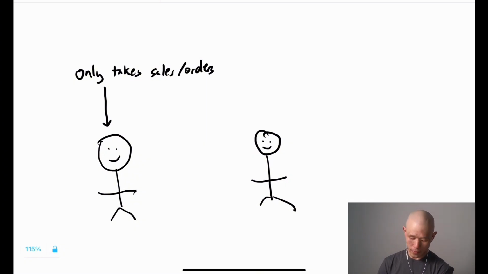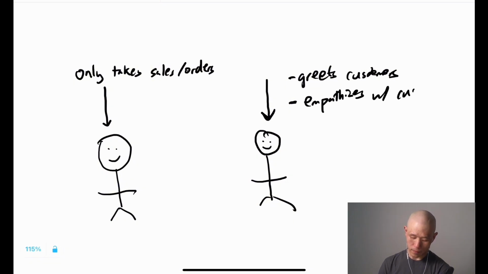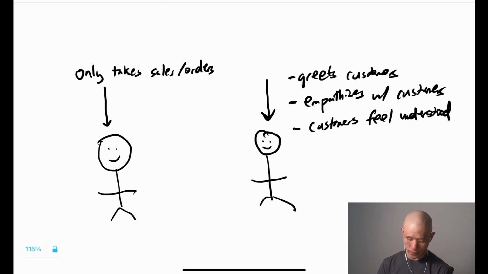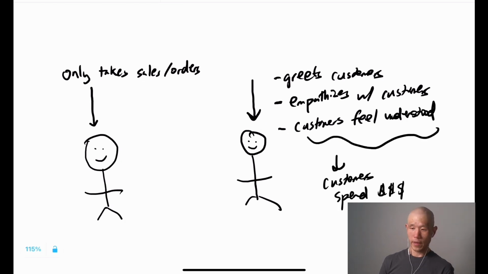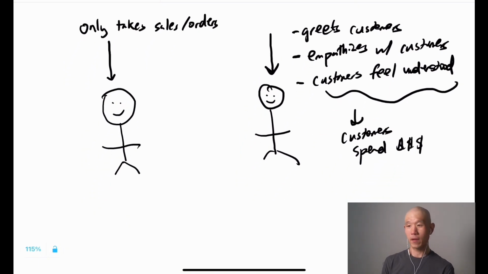On the other hand, there's another type of person who takes things in a different direction. This person greets customers, empathizes with customers, and makes customers feel understood. As a result of all these things, customers spend more. And this distinction reminds me of the role that different types of pages on your website serve.